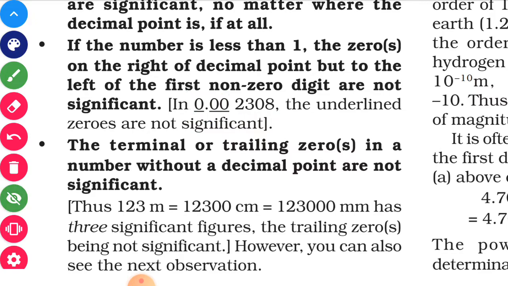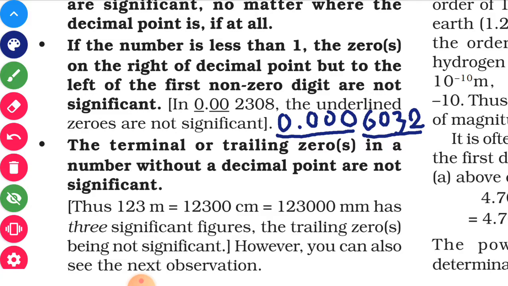We can have one more example. Say you have 0.006032, that is 6032. Now try to understand, these 4 zeros are insignificant. The 0 before the decimal point and the zeros after the decimal point are insignificant. So there are 1, 2, 3, 4 significant figures.